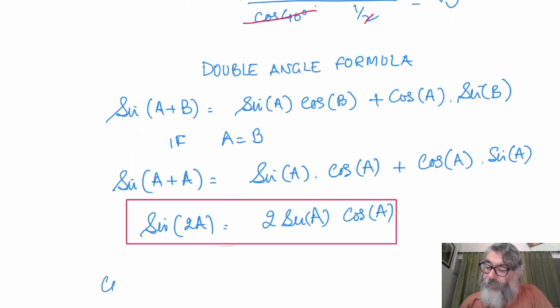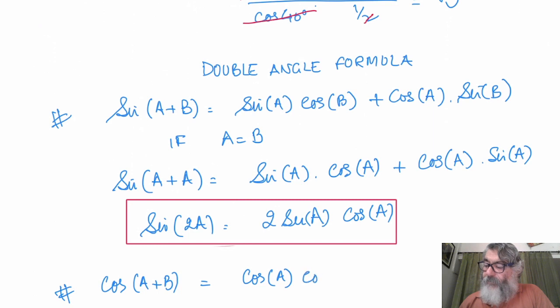Suppose it is cos A plus B. This is the next one. Cos A plus B is cos A cos B minus sin A sin B. Cos A cos B minus sin A sin B.